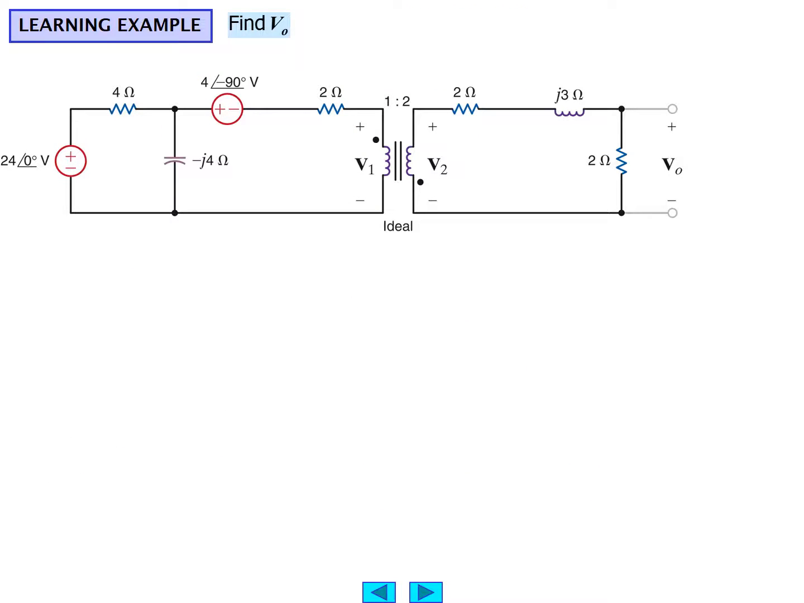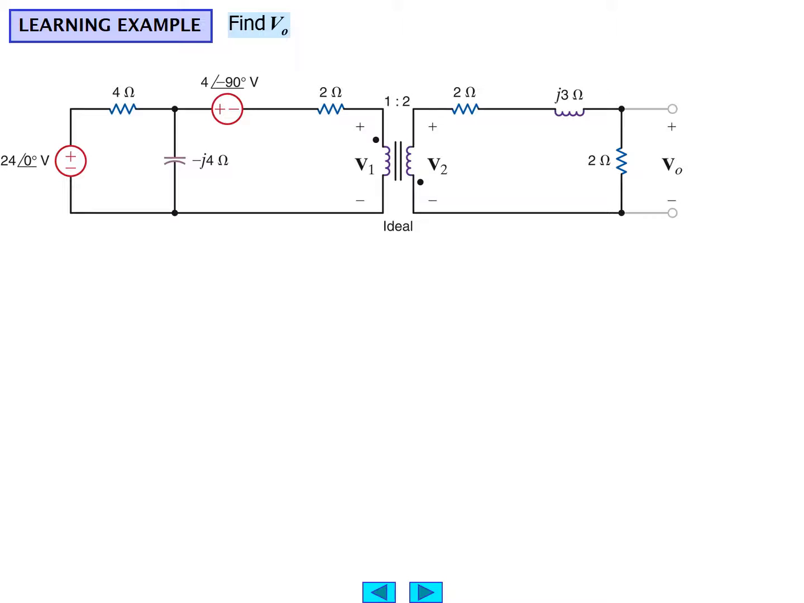All right, so here's our learning example now, like a problem on an exam or a quiz. We have 24 angle 0 in series with 4 ohms, a shunt or parallel capacitive reactance of minus J4. Then that circuit continues with a voltage source of 4 angle minus 90 degrees in series with a 2 ohm resistor as the input to an ideal transformer with the dot notation and V1, turns ratio 1 to 2.